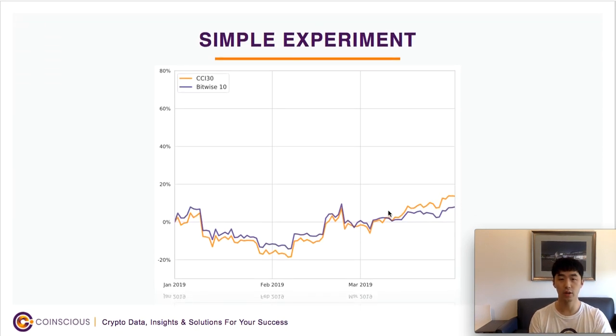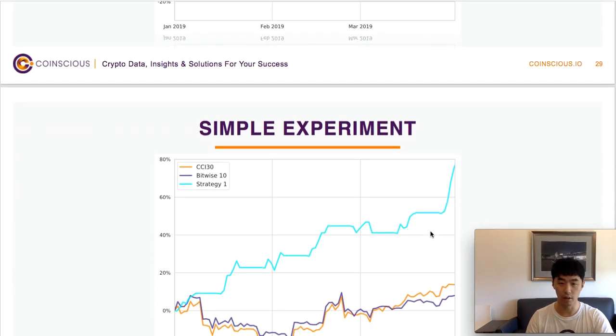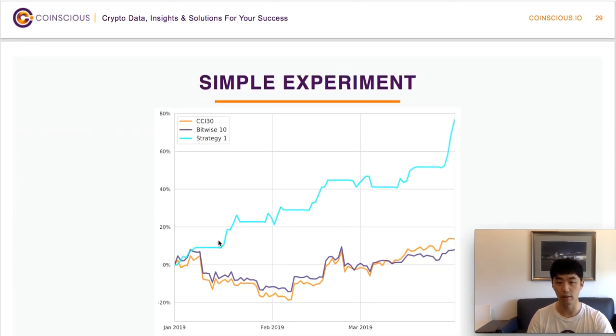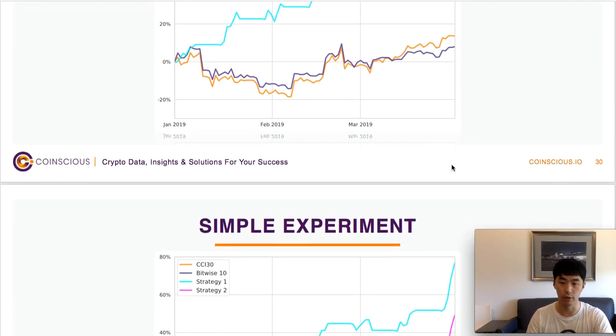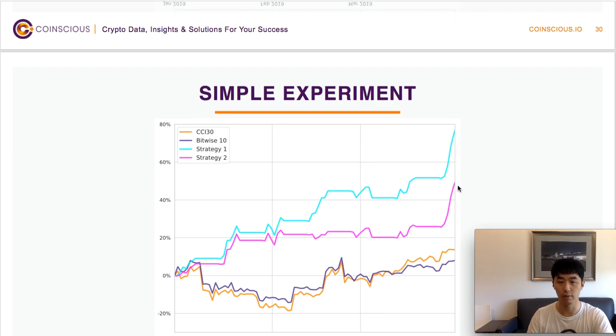So here is the benchmark. These indexes, we enter in January 19th, we have about 10 to 20% return. And now, if we add strategy 1, then we would have made 80%. If we use strategy 2, then we would have made 50%.